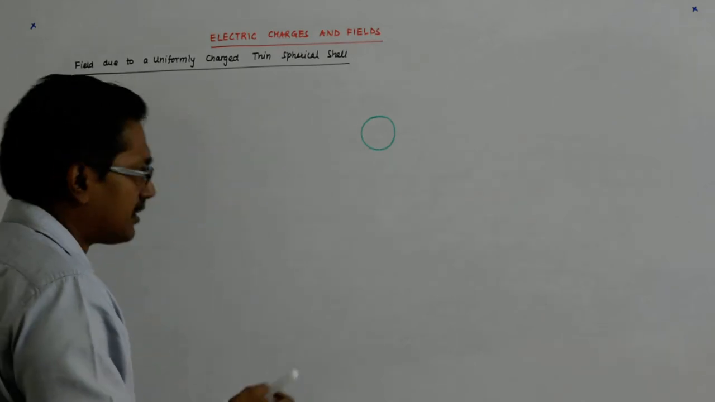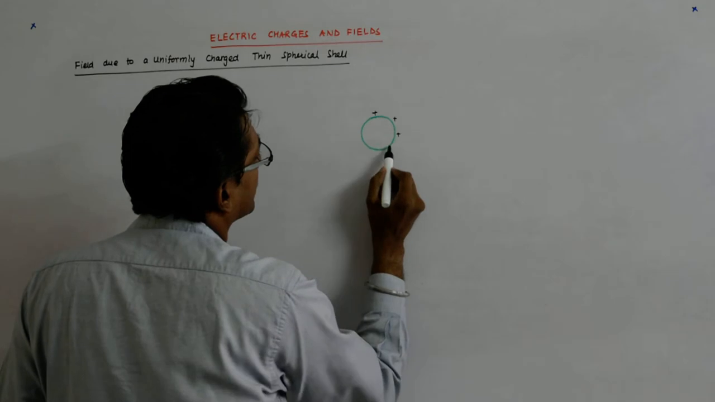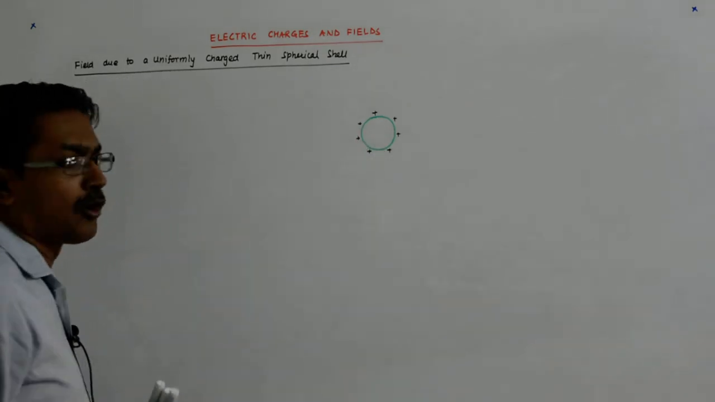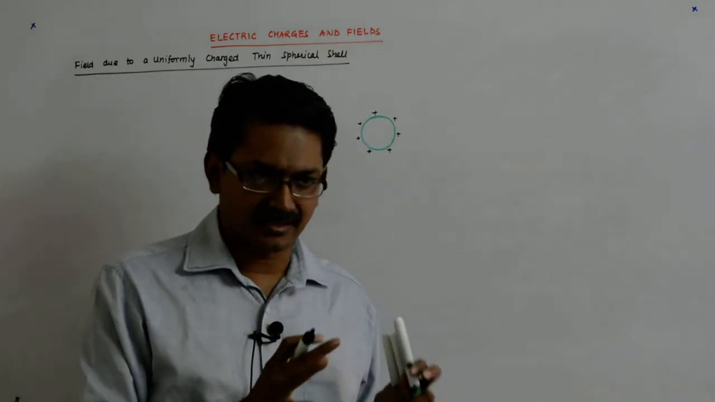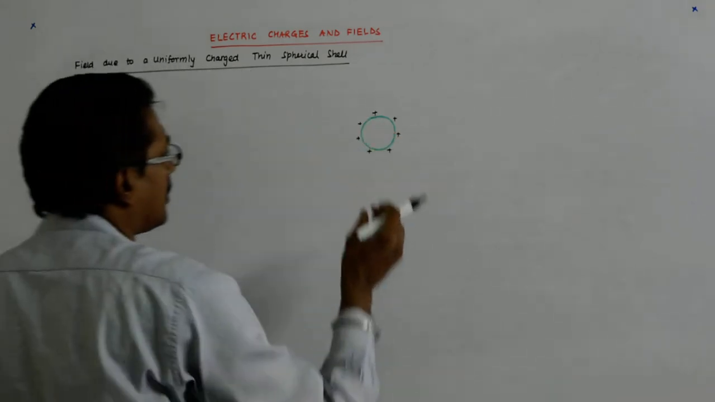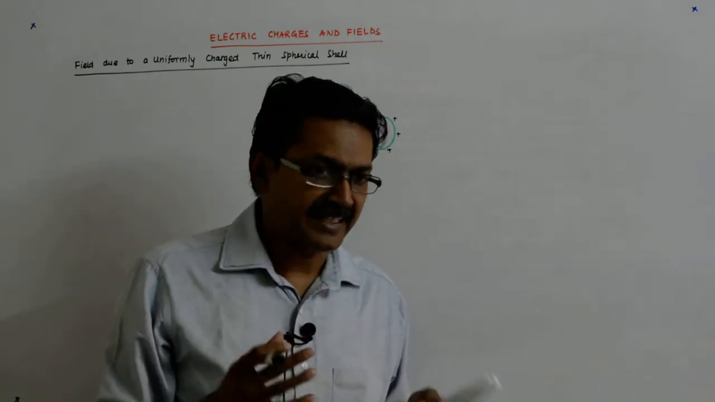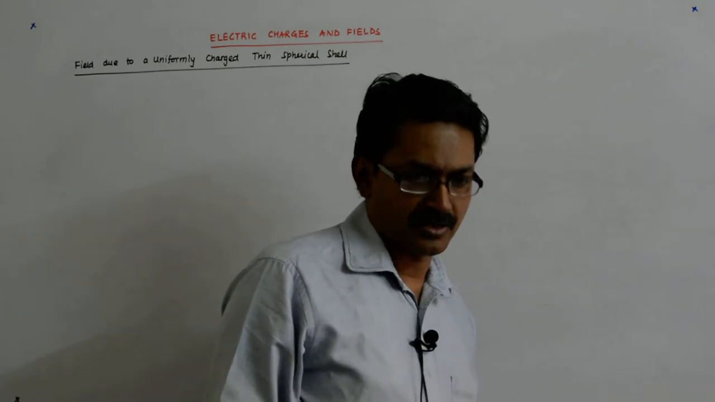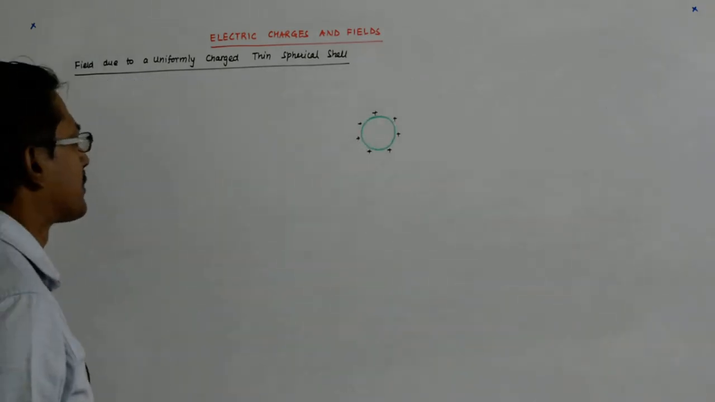What do you mean by that? That means the charge which has been given spreads uniformly all over the surface. This is actually a sphere, and it looks like a circle. It's a thin spherical shell, so it is hollow, a very thin material which forms the whole shell like an egg shell, and the charges are uniformly distributed.